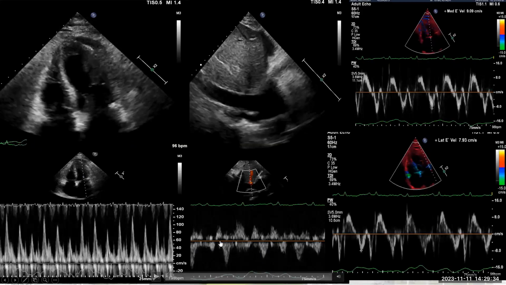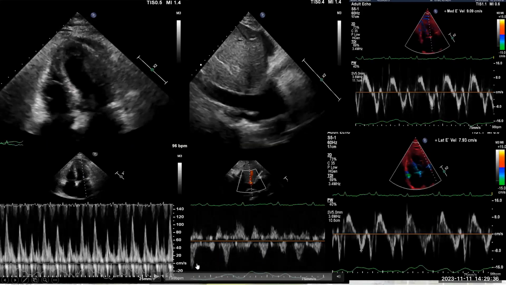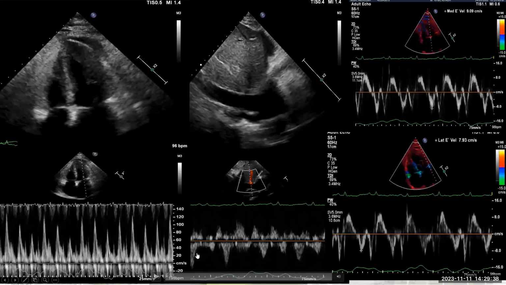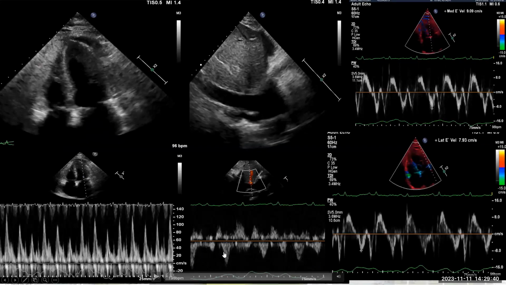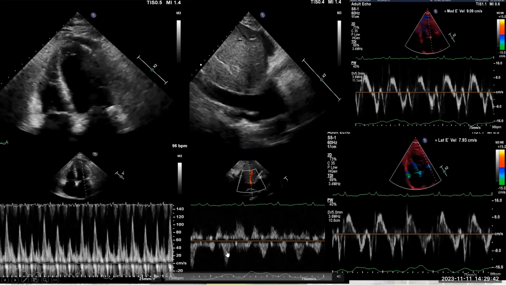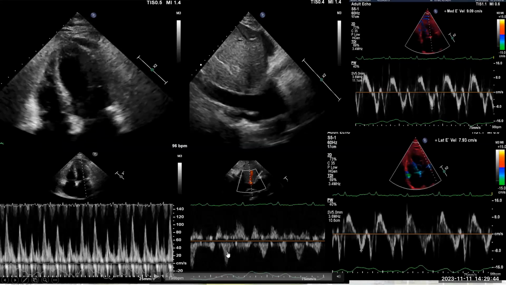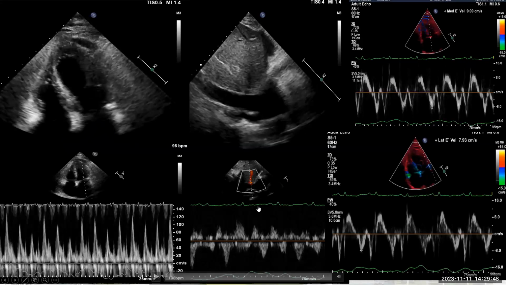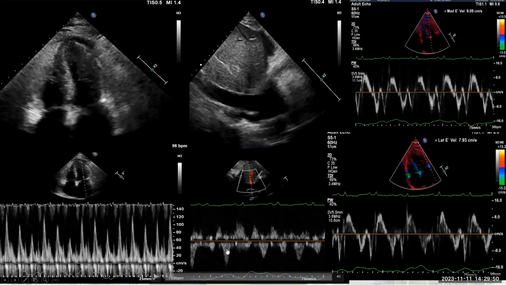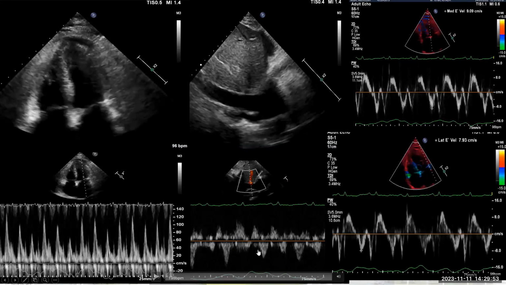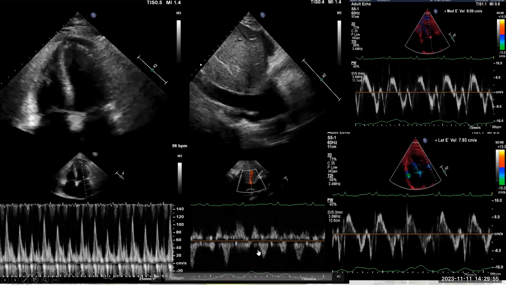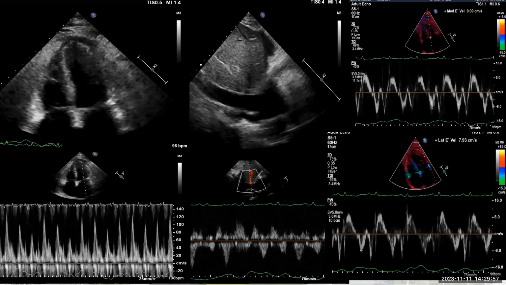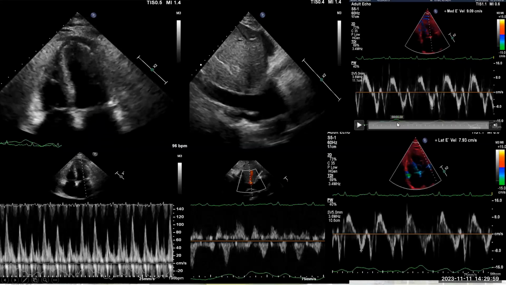Go down, this is expiration. So there is expiratory what here? Expiratory influence, or exaggeration during the expiration, and this is suggestive of constrictive pericarditis. The opposite, if it is more influence or more exaggerated during the inspiration, this is suggestive of restrictive cardiomyopathy.